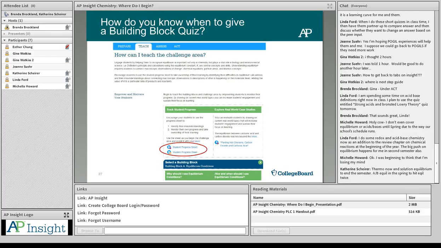you're going to see that there is a student progress sheet. And again, you can download both of those. One is the teacher version, and the other one is the student version. We're under building block A, under the Teach. It's actually just above where it says select a building block. There's a track student progress box. And there are 2 documents for the student progress sheet, one for teacher and one for student.